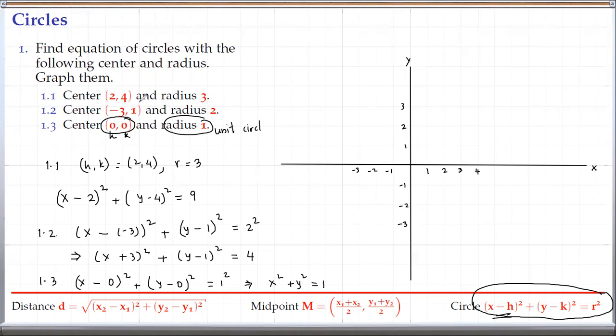The first one has center (2, 4). (2, 4) is a point over here. So this would be the center for the first circle, and the radius is 3. So that means on this side, it should go up to here, 1, 2, 3. On this side, it should go up to here, 1, 2, 3. To here on this side, and up to here on this side. So the circle will go through these 4 points here.